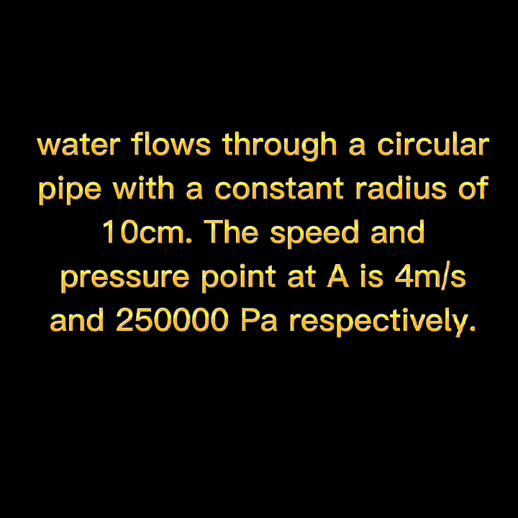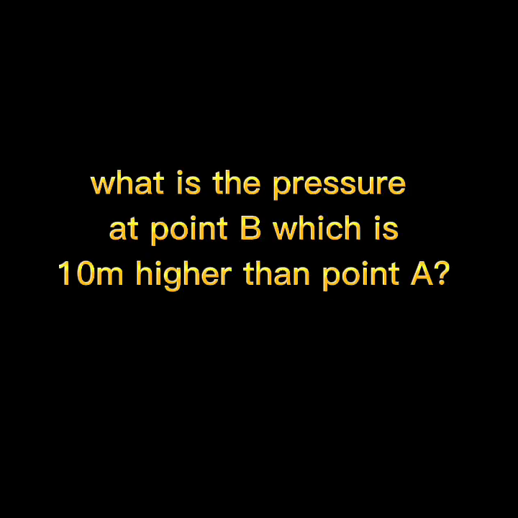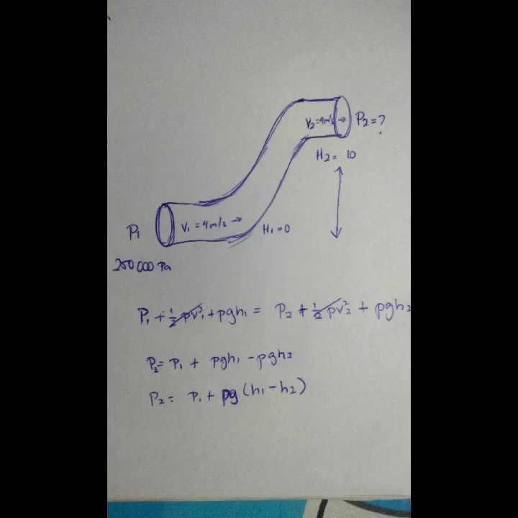Water flows through a circular pipe with a constant radius of 10 cm. The speed and pressure at point A are 4 meters per second and 250,000 Pascal respectively. The question is, what is the pressure at point B, which is 10 meters higher than point A? So our pressure 1 is 250,000 Pascal. Pressure 2 is still unknown. Our velocity 1 and 2 is 4 meters per second, they are the same.